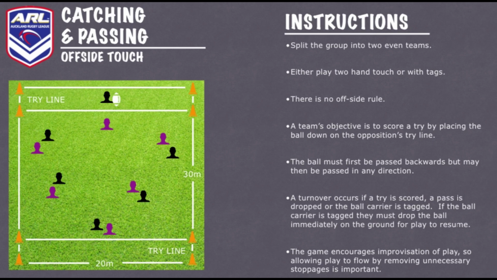In this game, there is no offside rule. The ball must first be passed backwards and then may be passed in any direction. A turnover will occur if a try is scored, a pass is dropped, or the ball carrier is touched or tagged. If the ball carrier is touched or tagged, they must drop the ball immediately on the ground for play to resume. This game encourages improvisation of play, so allowing play to flow by removing unnecessary stoppages is important for skill development.